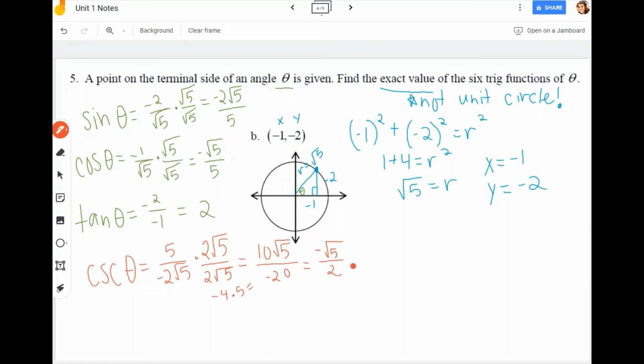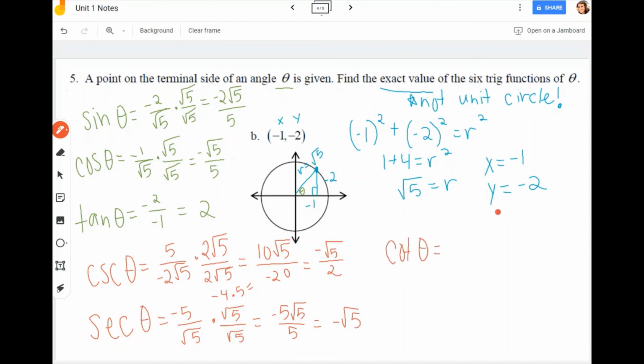So that's our cosecant. Our secant theta is our reciprocal of cosine, so we're flipping negative square root of 5 over 5. And again, simplifying this, we end up with negative square root of 5. And then last but not least, cotangent of theta. Instead of y over x, it is x over y, which ends up with 1/2.